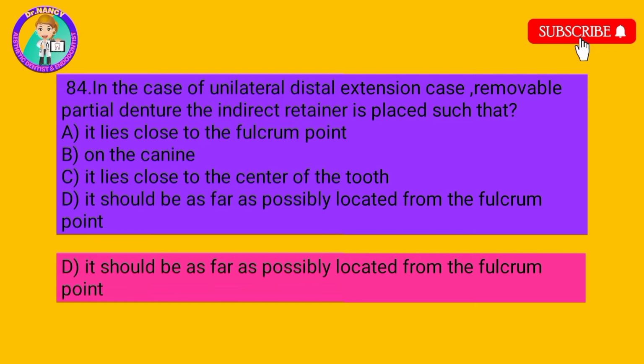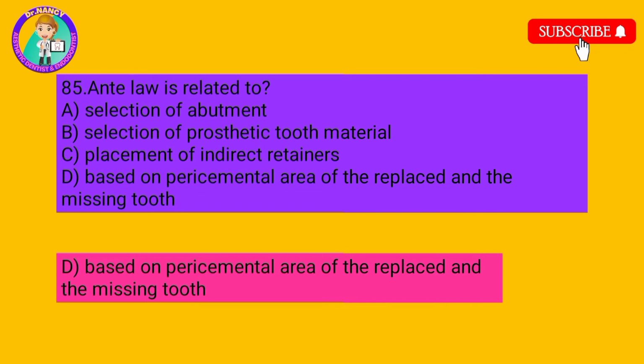In the case of unilateral distal extension removable partial denture, the indirect retainer is placed such that it is close to the fulcrum point on the canine. It lies close to the center of the tooth. It should be as far as possibly located from the fulcrum point. Answer: it should be as far as possibly located from the fulcrum point, that is away from the fulcrum point. Ante's law is related to selection of the abutment, selection of prosthetic tooth material, placement of indirect retainers, based on pericemental area of the replaced and the missing tooth. Answer: based on the pericemental area of the replaced and the missing tooth.